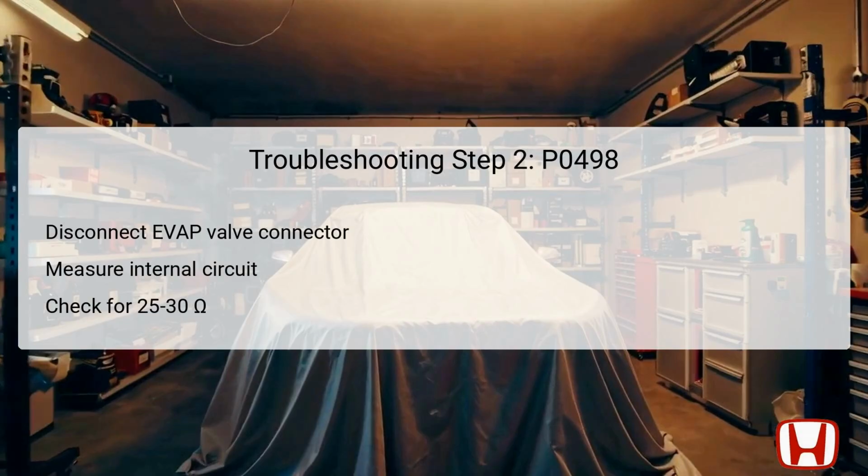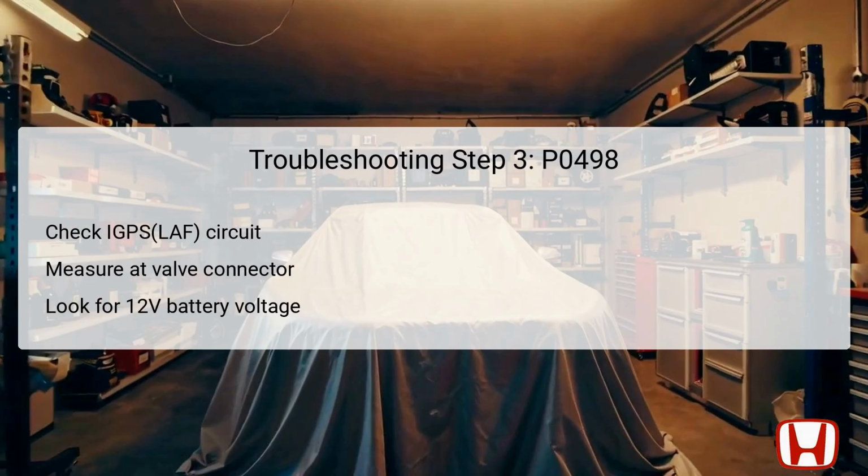If the reading falls outside this range, it indicates an abnormal condition, thus confirming a problem with the Evap Canister Vent Shut Valve, warranting replacement or further testing. The third step focuses on inspecting the IGPS LAF circuit to ensure proper voltage supply.